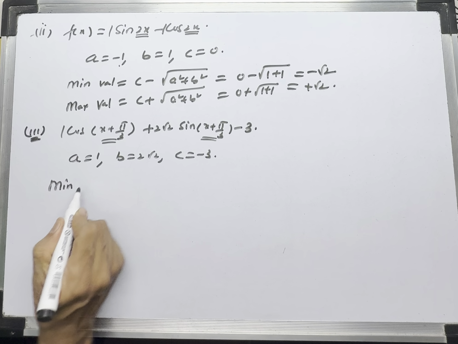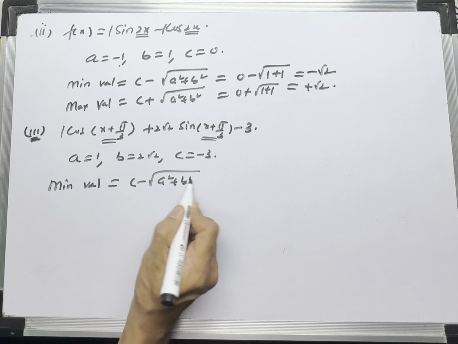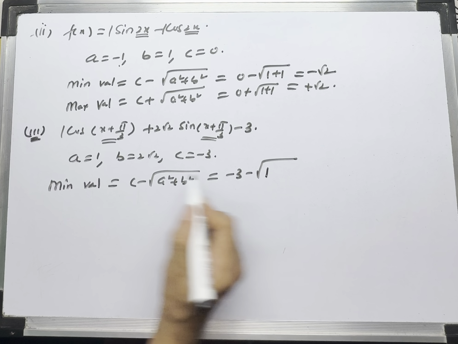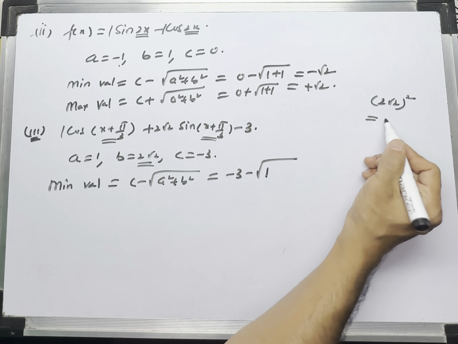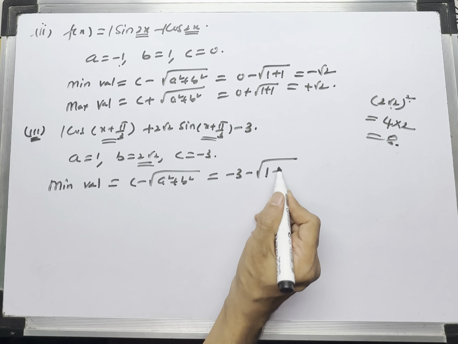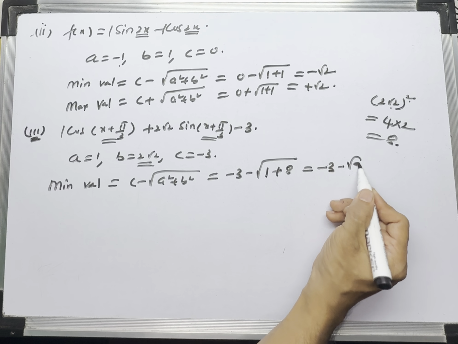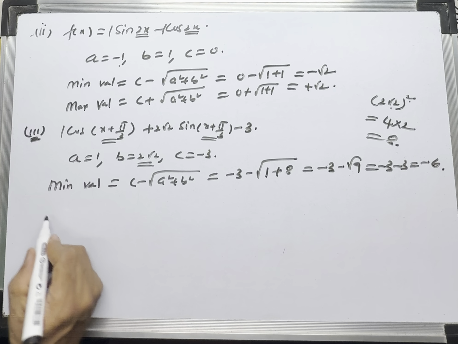So minimum value will be c minus root over a square plus b square. c is minus 3, minus root over a square 1, b square 2 root 2 whole square. 2 square is 4, root 2 square is 2, 4 times 2 is how much? 8, 1 plus 8. So minus 3 minus root 9. So minus 3 minus 3. How much do we get? Minus 6.